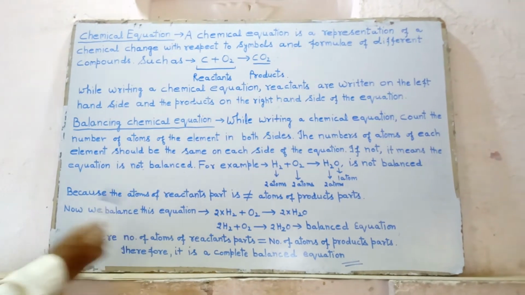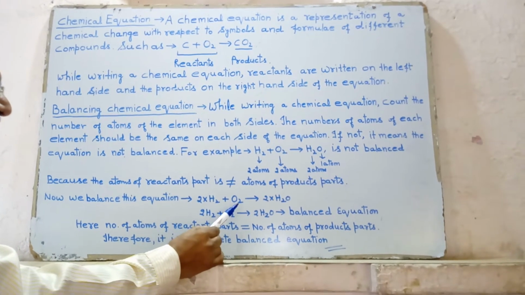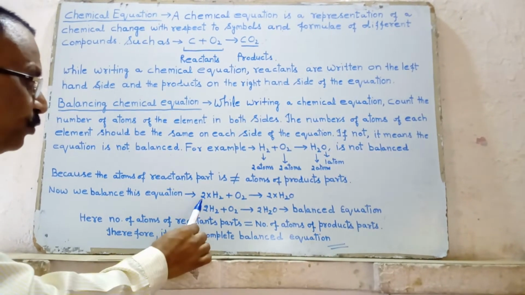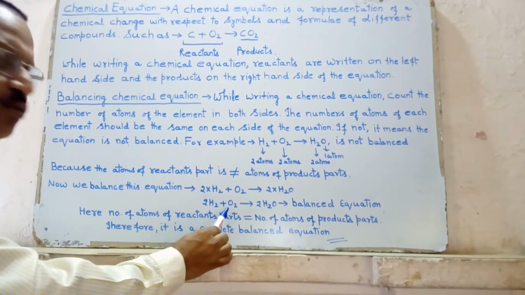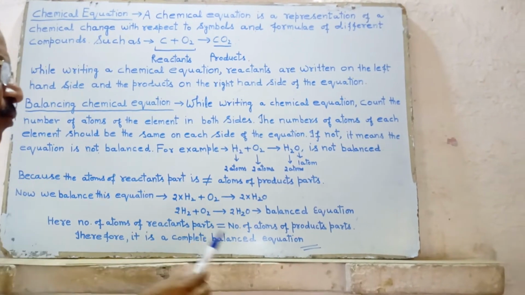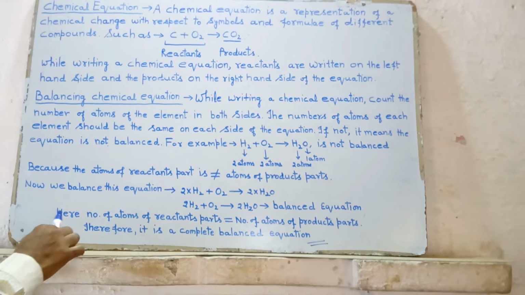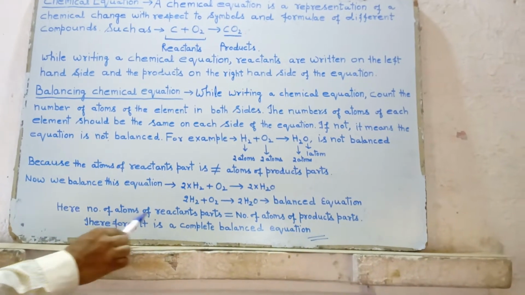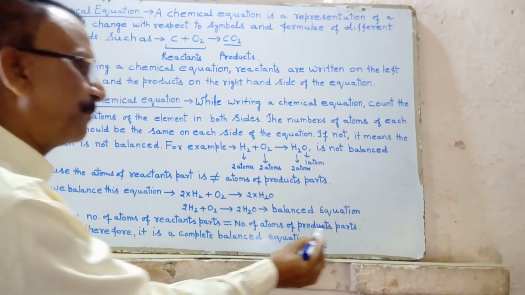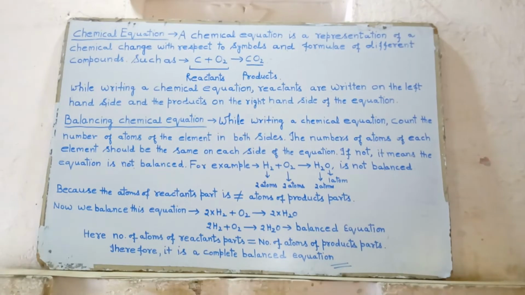Now we balance this equation. How to balance? This hydrogen should be multiplied by 2, plus oxygen, and here the water should be multiplied by 2. Now that will become 2H2 plus O2, which gives us 2H2O, this is water. So we can say this is a balanced equation. The number of atoms of the reactant part is equal to the number of atoms of the product part. Therefore, it is a completely balanced equation.